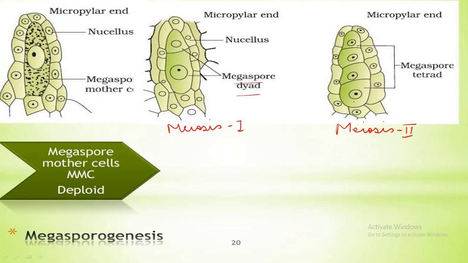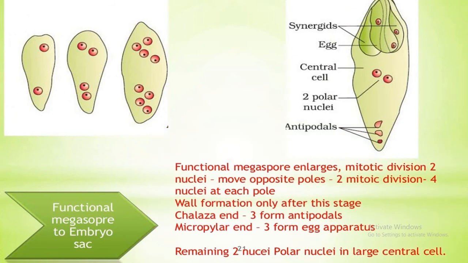This is the micropyle end and this is the chalazal end. So out of 4, the 3 which are near the micropyle end will get degenerated and only the 1 which is towards the chalazal end will remain functional. And further it will undergo division. It undergoes mitotic division. Okay, repeated mitotic division takes place without the cell wall formation. So one nucleus divides into 2. Okay, further it divides and produces 4 nuclei. These 4 nuclei undergo mitotic division and produce 8 nuclei.